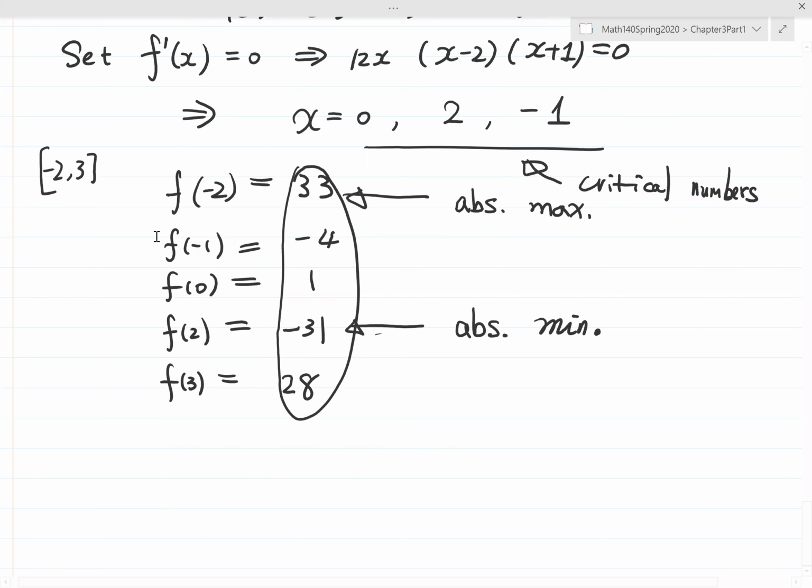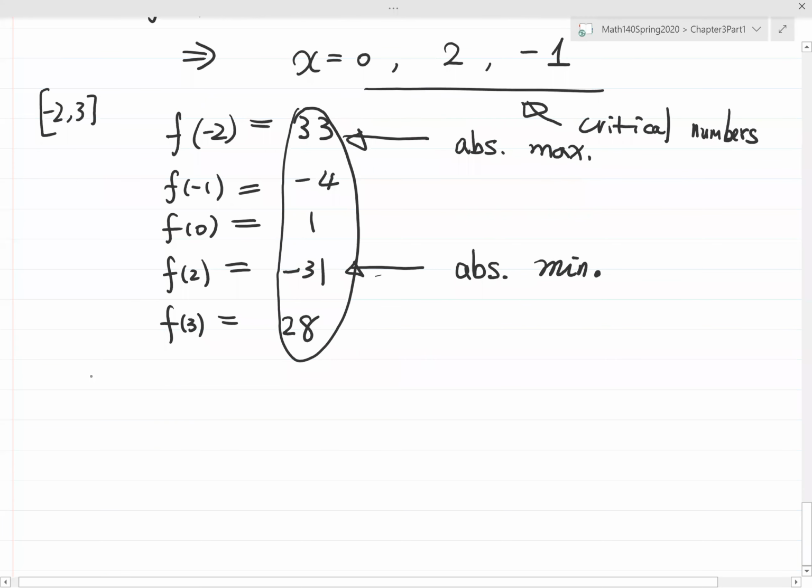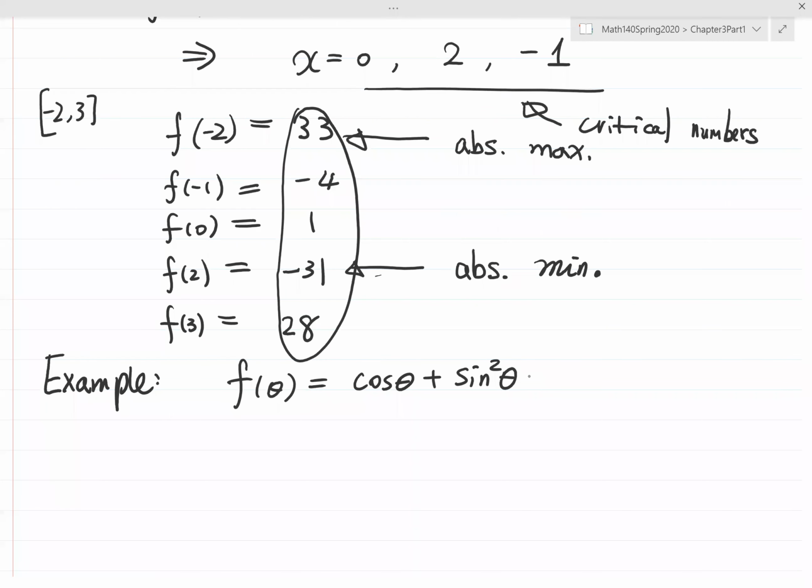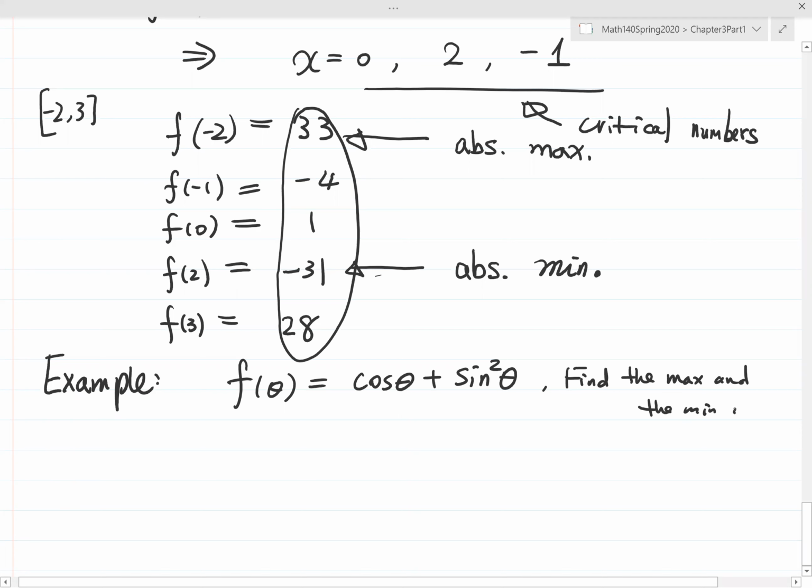All right, let's see another example. Let's see this example. f(theta) is cosine theta plus sine squared theta, where theta is defined for all real numbers. Find the maximum and the minimum, max and min of f(theta).